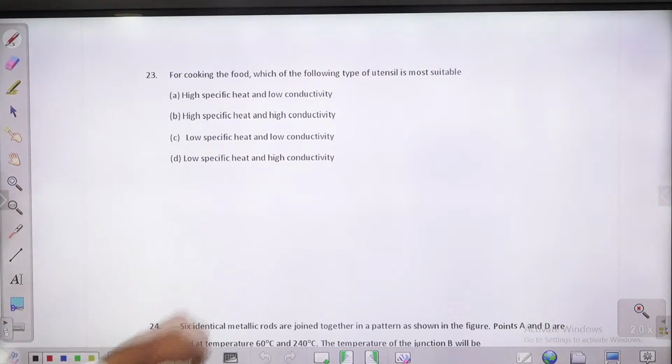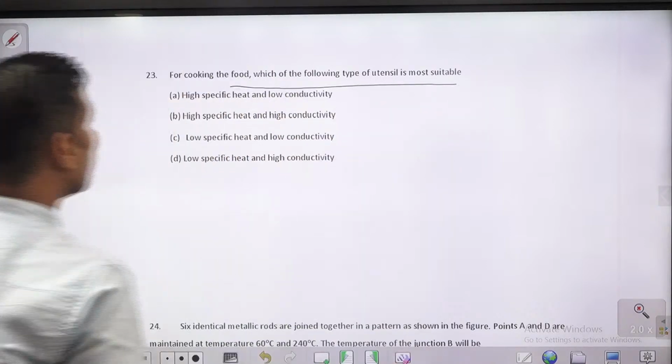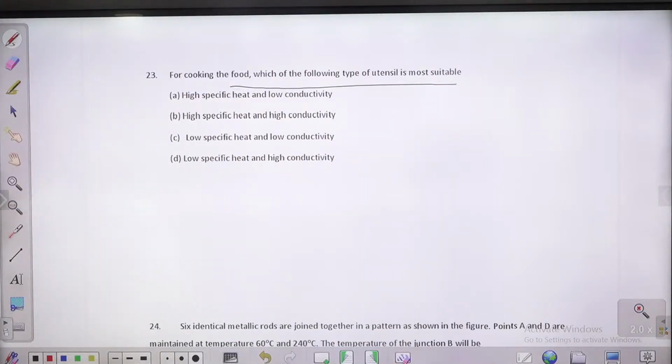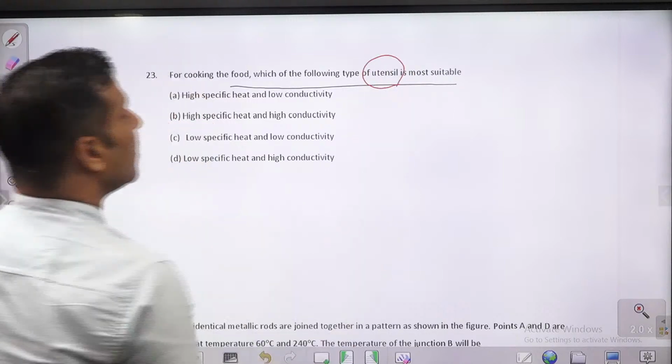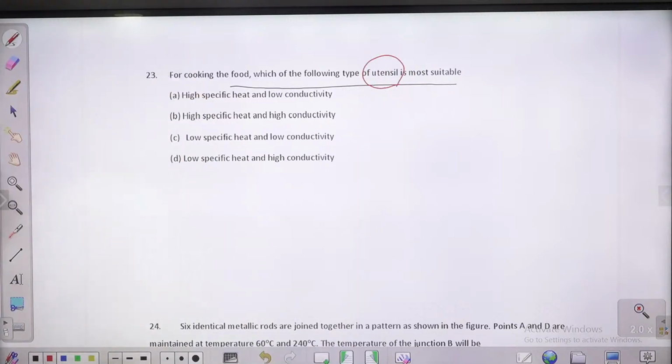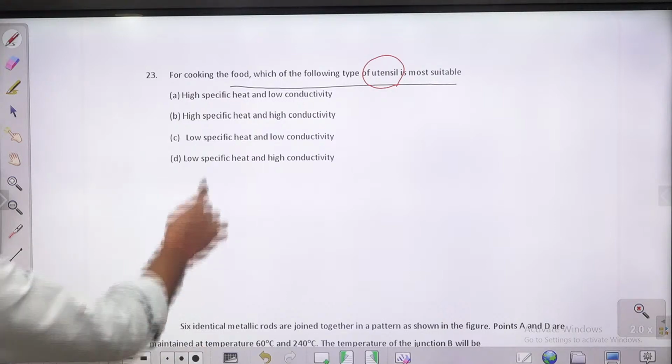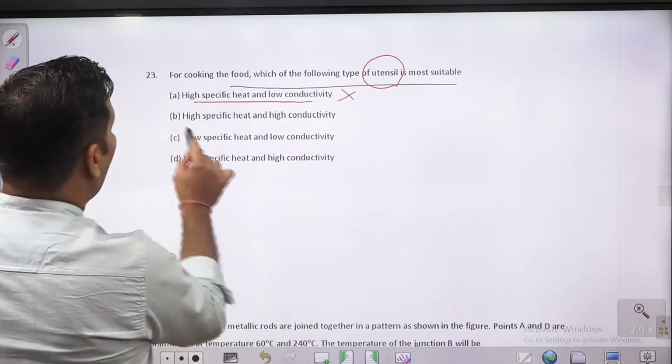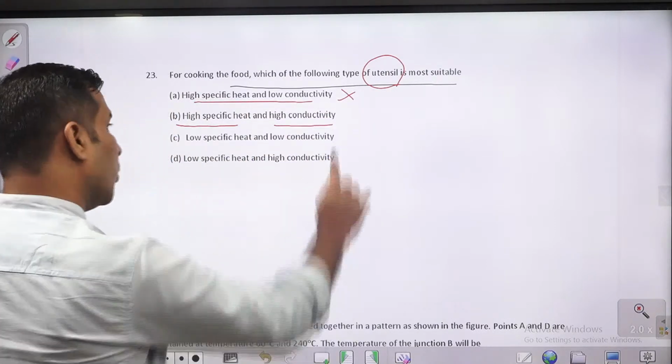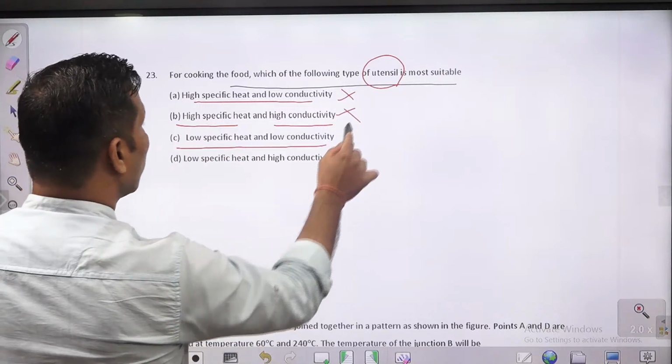For cooking the food, which of the following type of utensil is most suitable? कुकिंग फूड के लिए किस तरह के यूटेंसिल्स, किस तरह के बर्तन हम प्रेफर करते हैं बच्चों? What kind of utensils we prefer for cooking food? हाई स्पेसिफिक हीट, लो कंडक्टिविटी, नो. हाई स्पेसिफिक हीट, हाई कंडक्टिविटी, नो. लो स्पेसिफिक हीट, लो कंडक्टिविटी, नो.